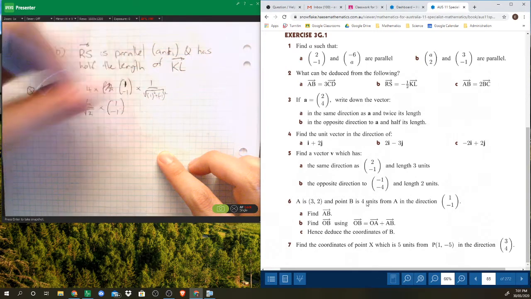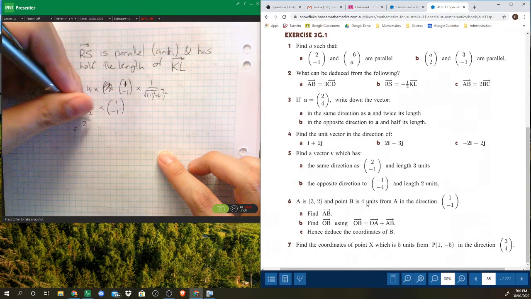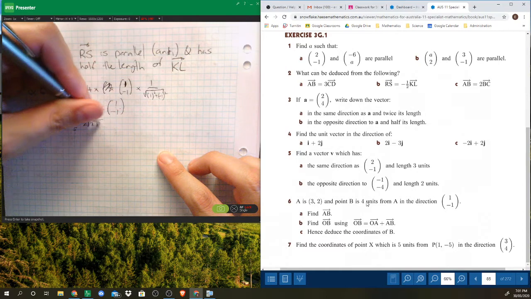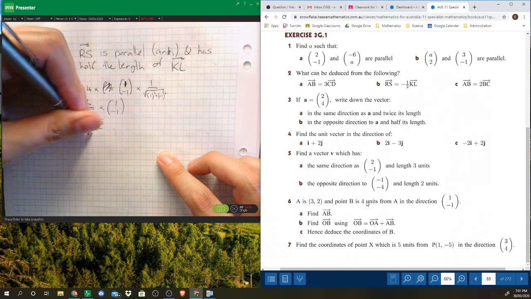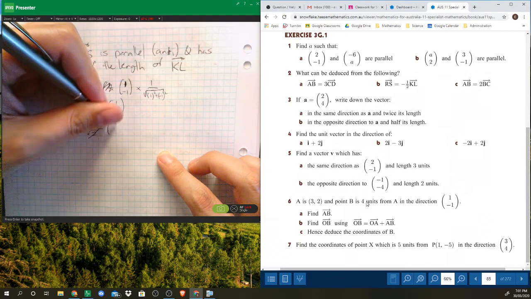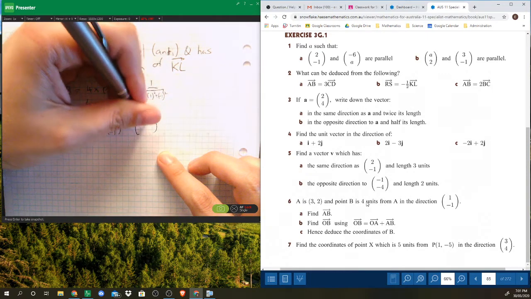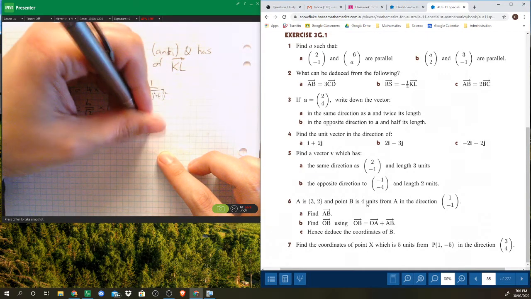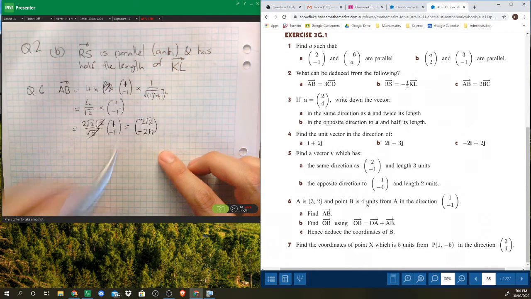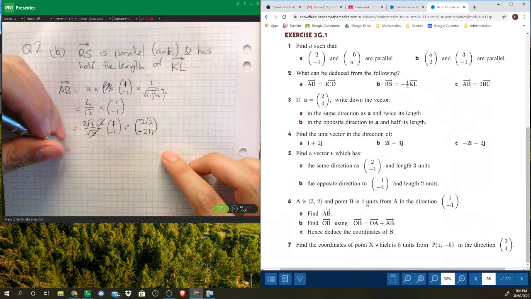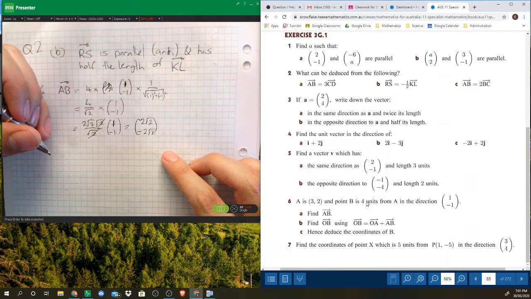I can represent 4 as 2 times root 2 times root 2. The root 2 cancels, and then I can simplify this. So that vector is now (2 root 2, -2 root 2). That's 4 units in the direction of (1, -1). Then find OB using OB equals OA plus AB. What were the coordinates of B? Oh, that's what we're trying to find.